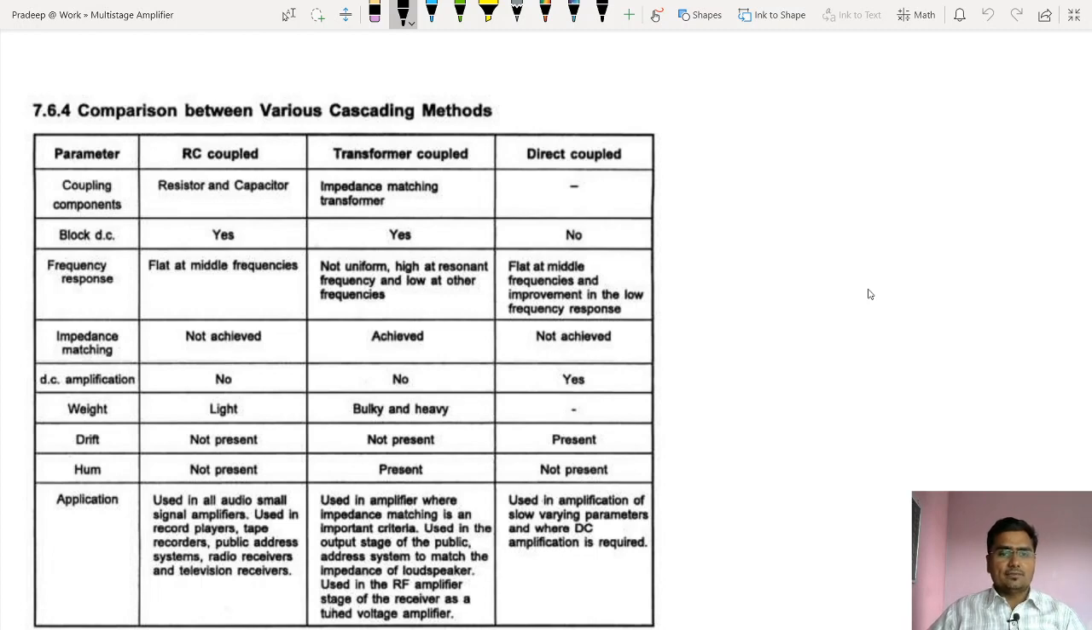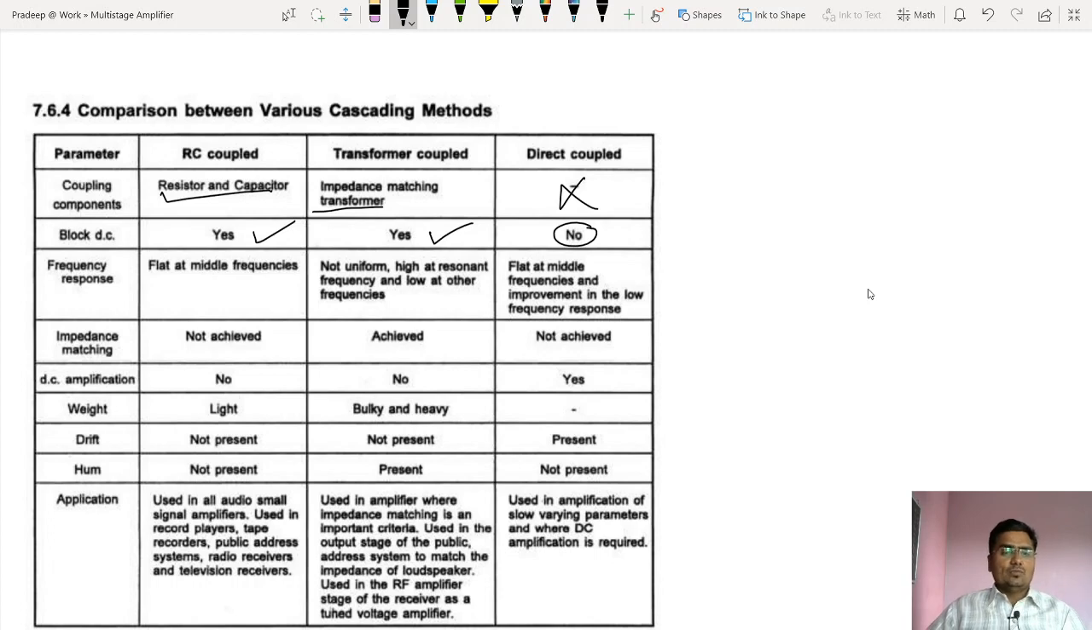So now coupling components. What are the coupling components? Capacitor and resistor are the coupling components. Here in transformer coupled, there is a transformer. In direct coupled, obviously there will not be any coupling component. So blocks DC, yes, it blocks DC. Here also DC is blocked. But here, what about this? As there is no coupling component, there is no question of blocking something.